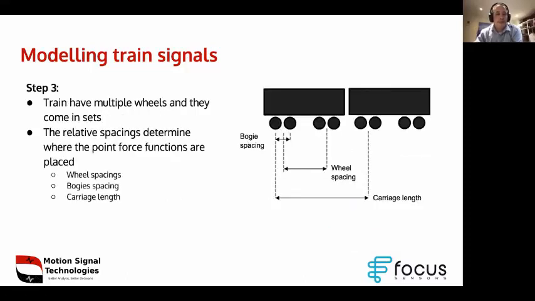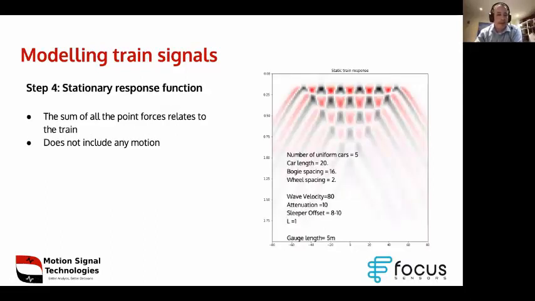But of course, trains don't just have one wheel, they have many. And they're organized into different sets. You have multiple wheels on each axle, and you have different sets of wheels called bogies. And so you have different spacings between your wheels. You have a wheel spacing, a bogie spacing, and then you also have a carriage spacing, which becomes important in a second. And you have to position all these wheels in order to create the signal model. And so you can put all that together and create what I've been calling a stationary response function.